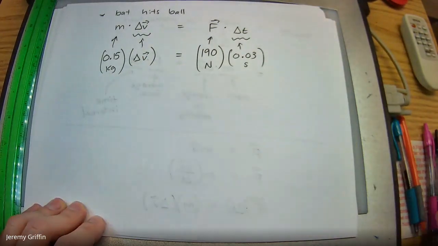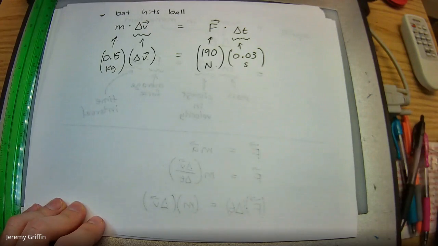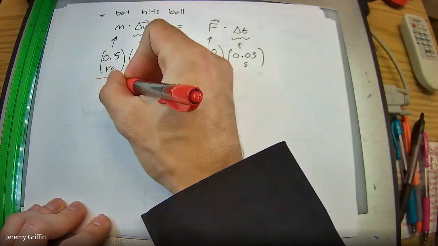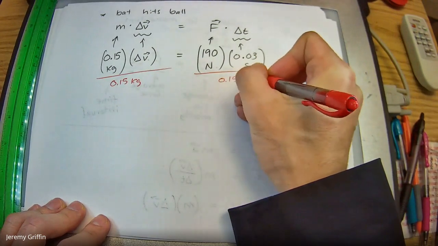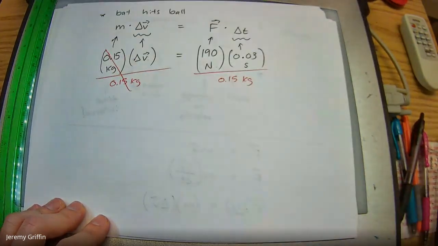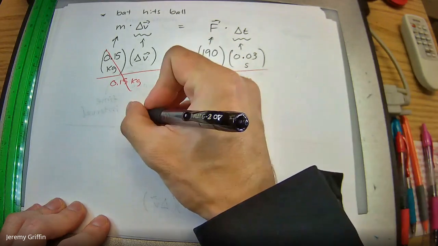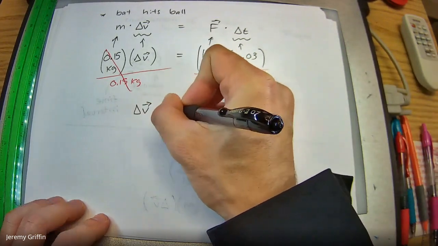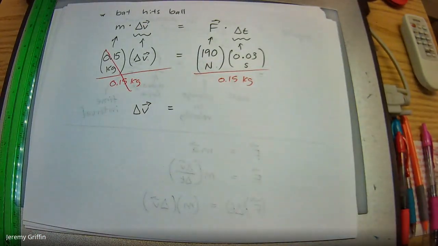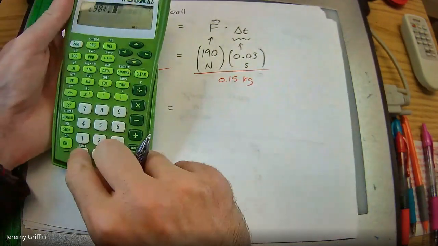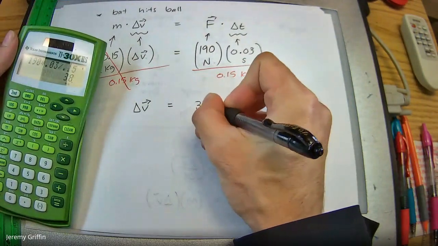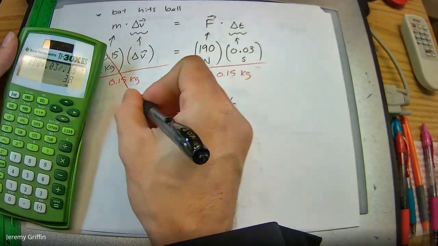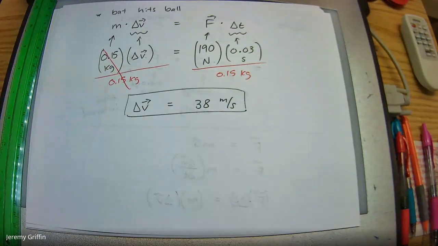I'm just going to divide both sides by the mass of the ball, 0.15 kg. It cancels out here. And then, therefore, the change in velocity of that baseball is 190 times 0.03 seconds divided by 0.15 kilograms. Looking at 38 meters per second. There's your impulse.